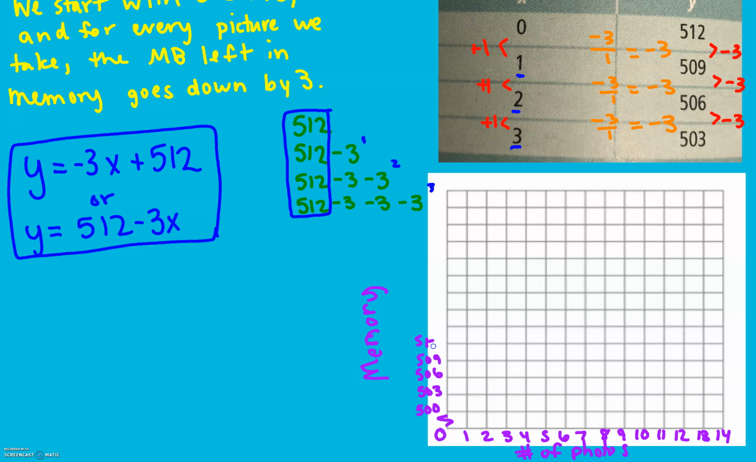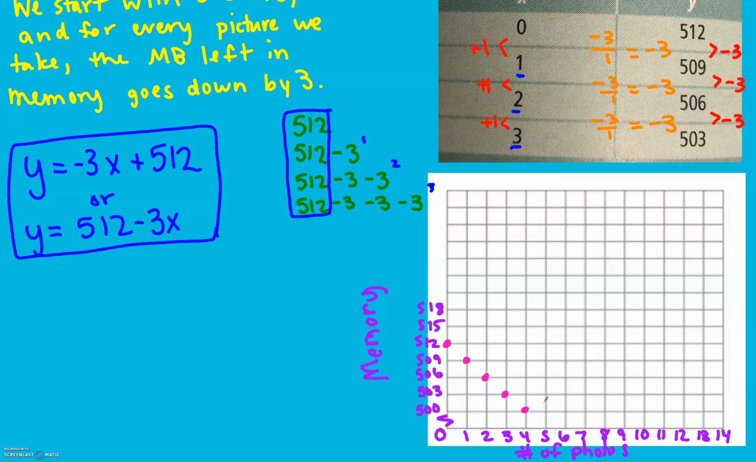And again, anytime you change your scale other than 1, you need to have it labeled. And I don't even need to go any further than 512 because that's the most that we have. So as far as graphing this goes, with 0 pictures, we had 512. With 1, we had 509. With 2, 506. 3, 503. With 4, if we subtracted 3 again, we'd be at 500.